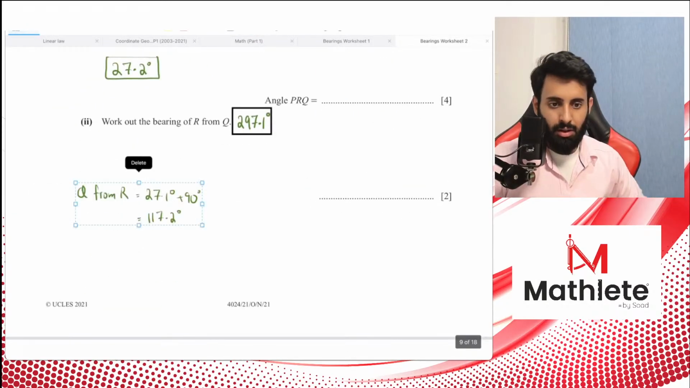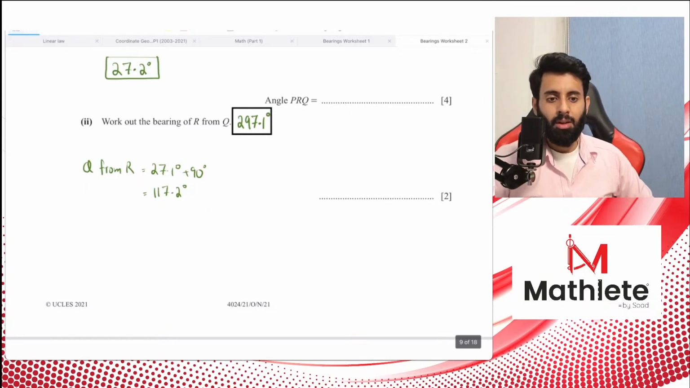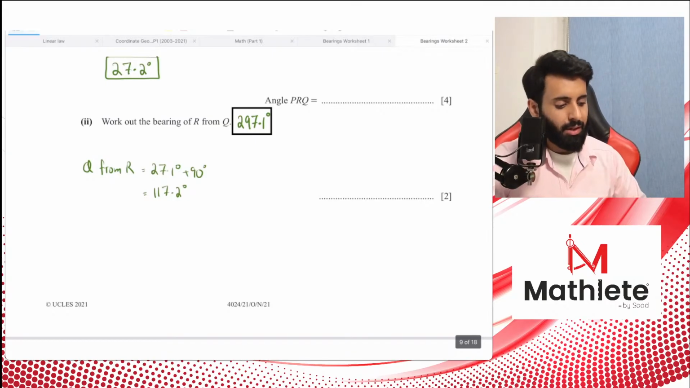Now, how to find out the opposite bearing? What do we do? Do I add 180 here or do I subtract 180?